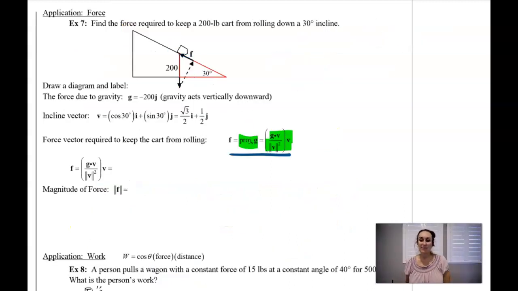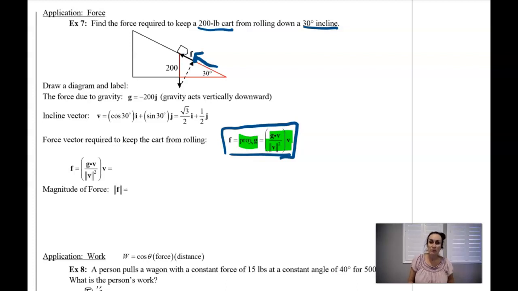So looking at example 7, we're going to look at the classic physics problem where you have a cart and you want to keep that 200-pound cart from rolling down a 30-degree incline. And so we're looking for this force vector here to keep that cart from rolling down. So how we're going to do that is we're going to form a triangle, and you can use the projection vector if you would like, where you project vector g onto vector v, or there's an easier way to do it, and that's just to form a right triangle.